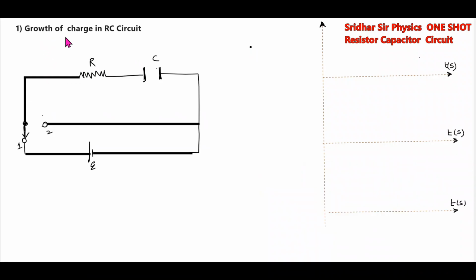Okay, we'll start with the growth of charge in RC circuit. Initially, the capacitor is not charged. The switch is closed; the battery is switched on at t equals 0. Then we'll discuss the problem. At t equals 0, we have switched on, then the current starts flowing.